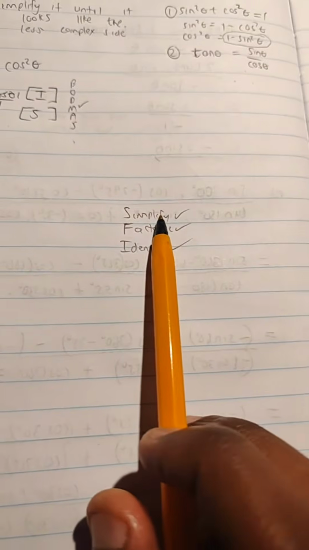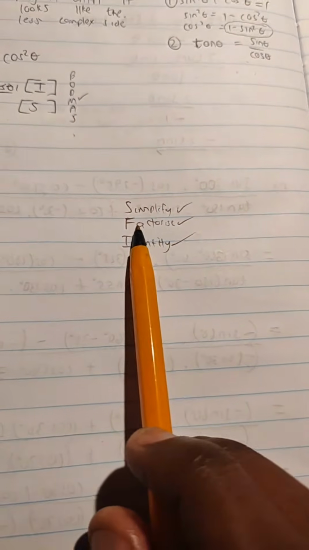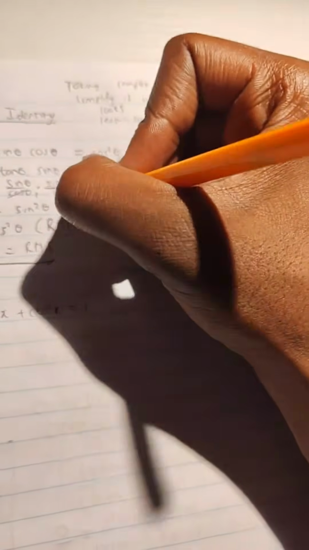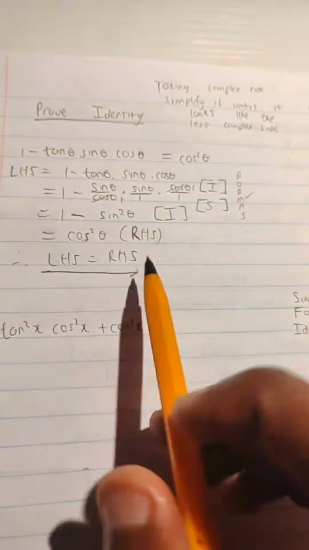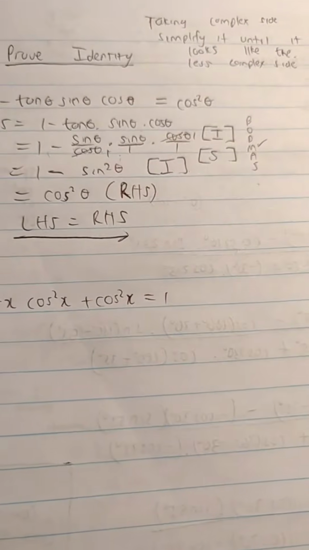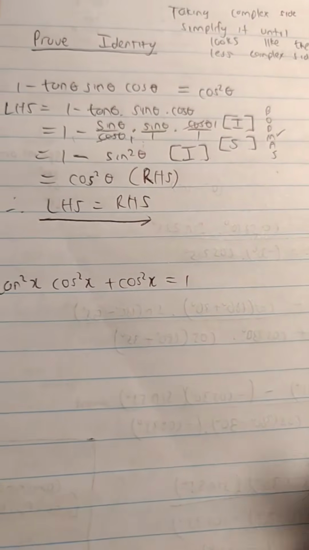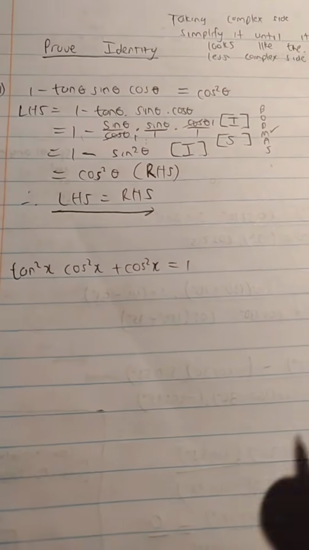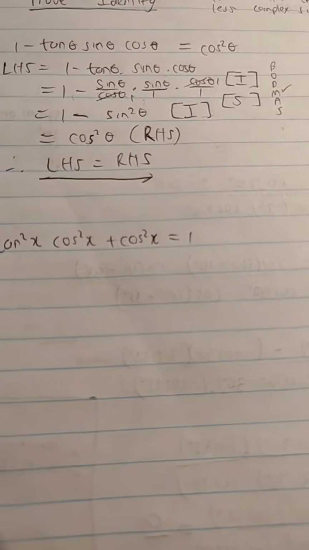Okay, after simplifying, can we factorize now? No. Identity? Yes. So we are constantly jumping between simplifying, factorizing, and identity. And we just need to ask the question, what can we do now? So it's SFI, guys, SFI.